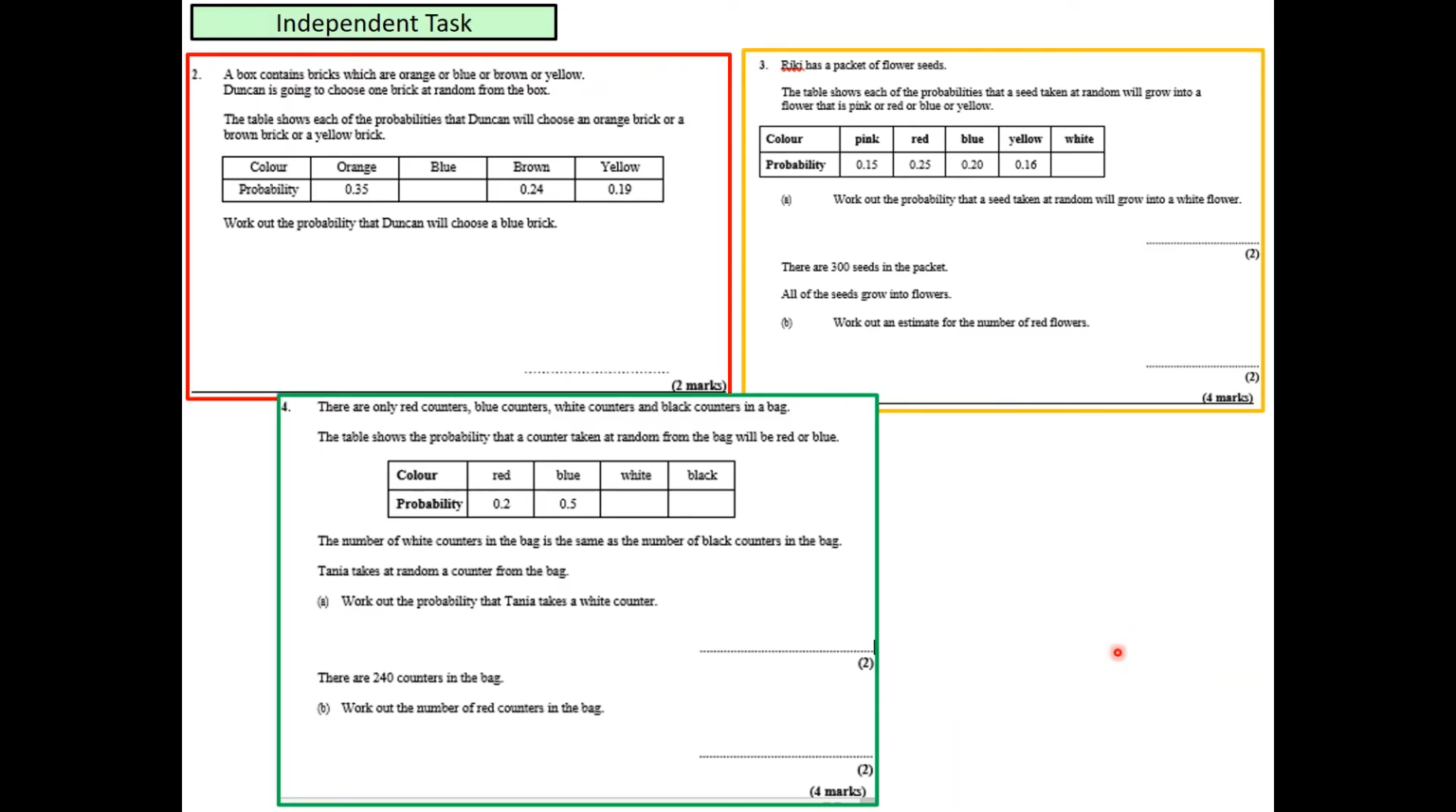Right then, I would like you please to do, if you're in set 1, all 3 of these questions. If you are in set 2, then I want you to do the first 2. So that's question 2 and 3, or the red and the amber questions, okay? As always, take a picture of your answers, upload these onto class charts to complete today's remote learning. Good luck with that. Thank you very much.